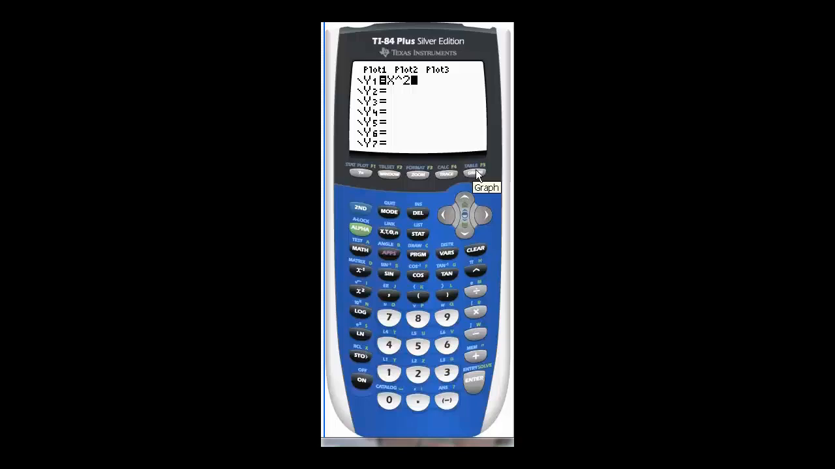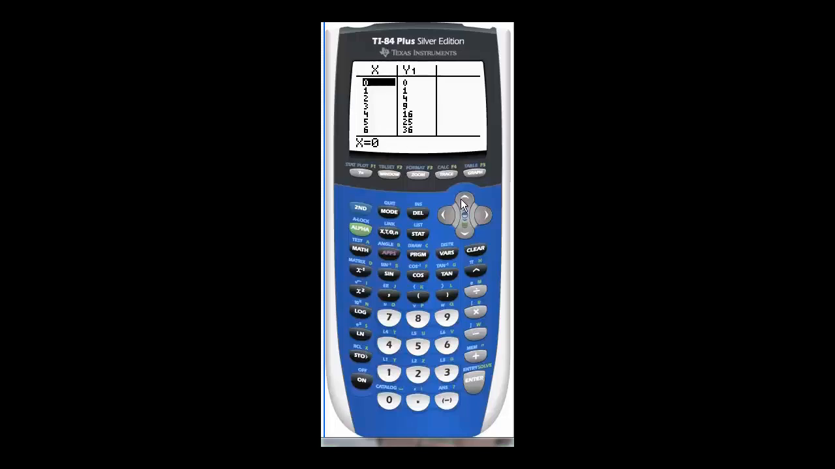Table is above the graph key, so we're going to hit second graph to see it. And notice we can see some x values, and our corresponding y values for our function entered in y1. Now, if your table does not look exactly like this, I will go through and show you how to change your table setup. But just for now, let's take a look at what this table is telling us.